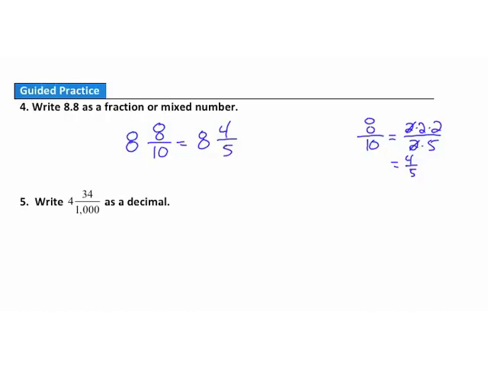Question 5. Write 4 and 34 thousandths as a decimal. Well, we'll start with the whole number 4, put our decimal. Now we're going to add zeros until we get to, since we have 34, we want to start writing in the hundredths place. So I'll show you how this works. This is the tenths place. Now I want to end at the thousandths place, so I'm going to need to put that 3 in the hundredths place, and then when I put the 4 down, it will be in the thousandths place. So that is 4 and 34 thousandths.